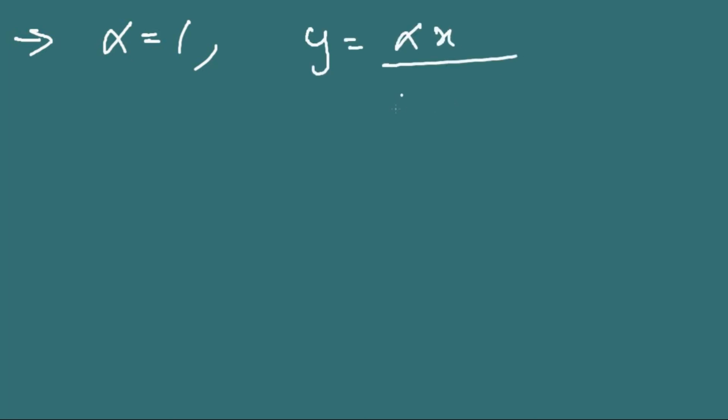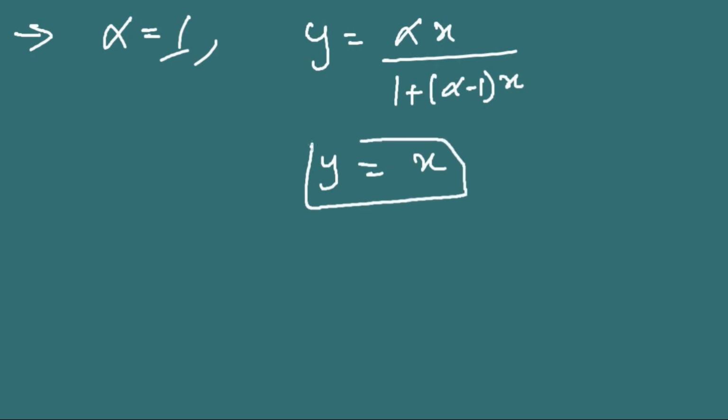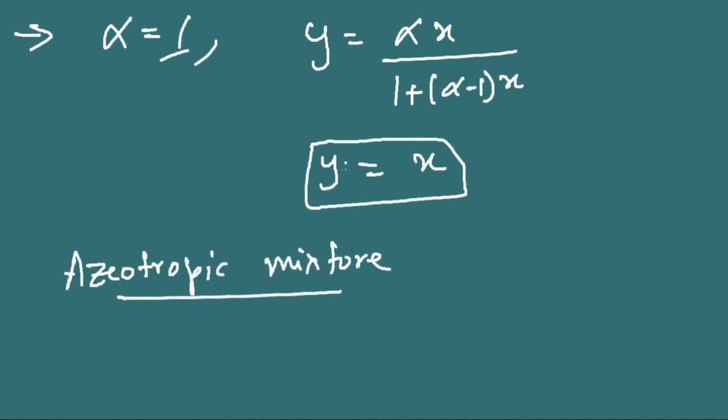Next we have an important case, that is alpha equal to 1. If alpha equals 1, we just derived y equals alpha x divided by (1 plus (alpha minus 1) x). If you put alpha equals 1, what you get is y equals x. This means that it is an azeotropic mixture. That means that the composition in the vapor phase is equal to the composition in the liquid phase. This is what alpha equals 1 indicates.